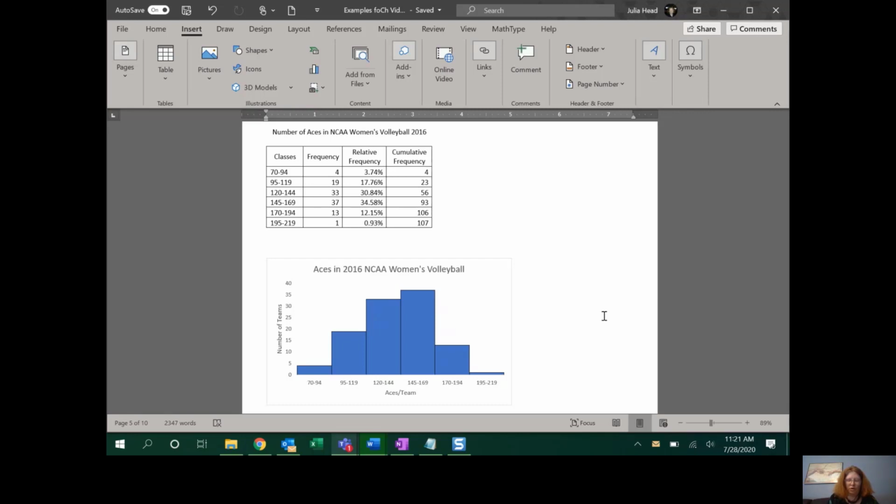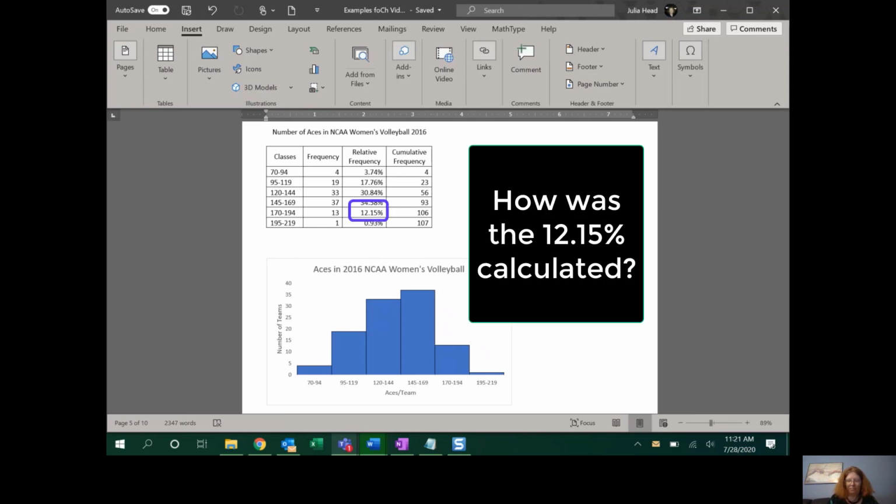You can see each row represents a class, which has a lower class limit and an upper class limit. Each class has a frequency, the number of teams with aces in that class. Each class has a relative frequency, the frequency relative to the total number of teams. Generally, relative frequency is expressed as a decimal, but I thought for familiarity I would use a percent this time. How was the 12.15% calculated?